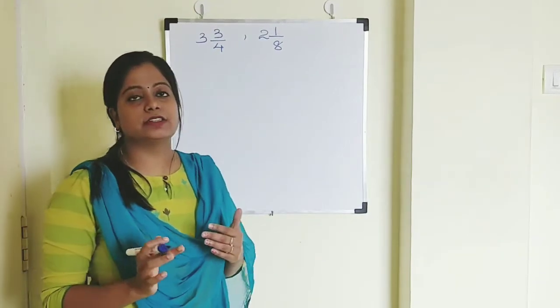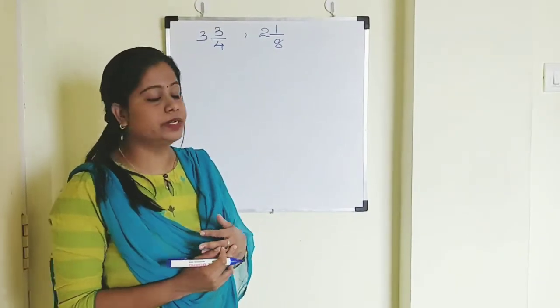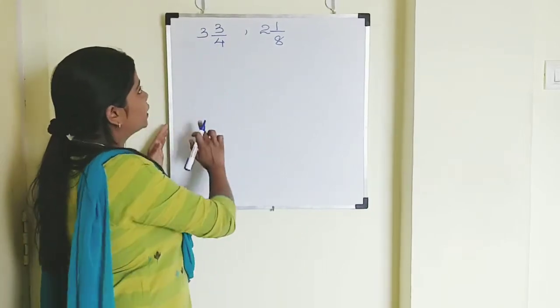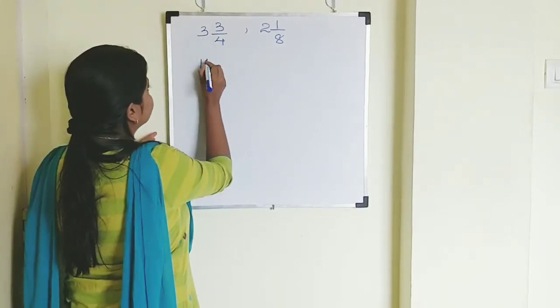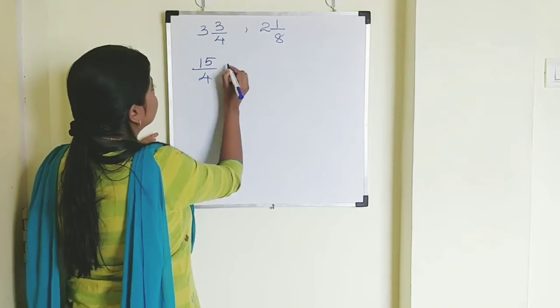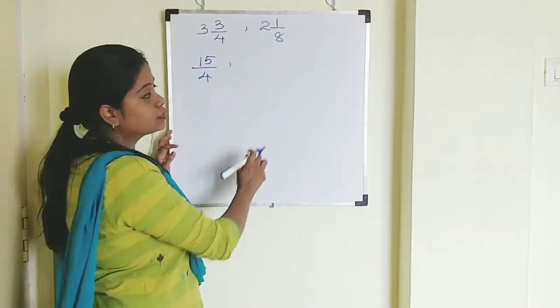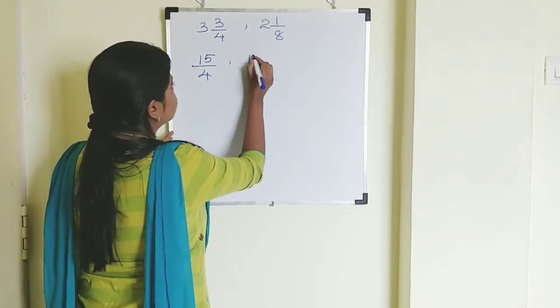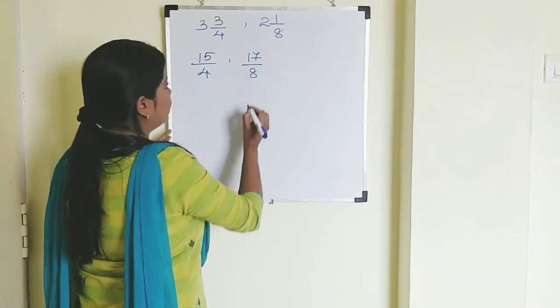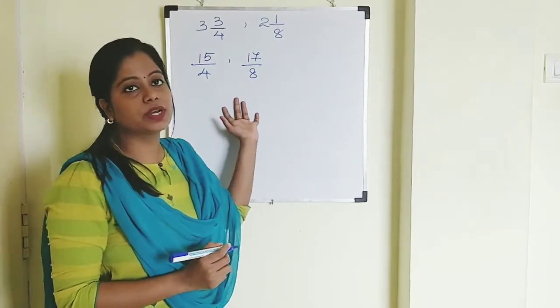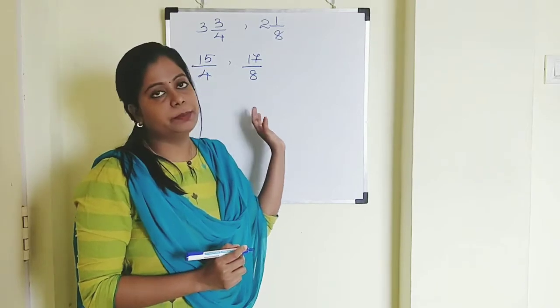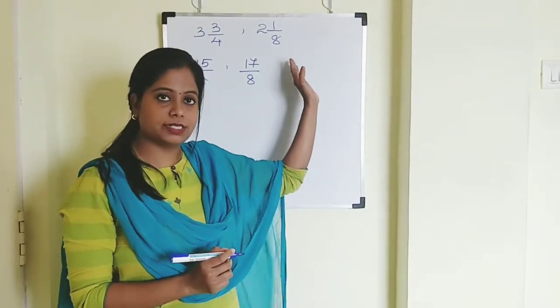Converting a mixed fraction into an improper fraction is very easy, children. 4 3s are 12. 12 plus 3 is 15. So it is 15 by 4. 8 2s are 16. 16 plus 1 is 17. 17 by 8. So this is how you convert a mixed fraction into an improper fraction. This is the first step you need to do.